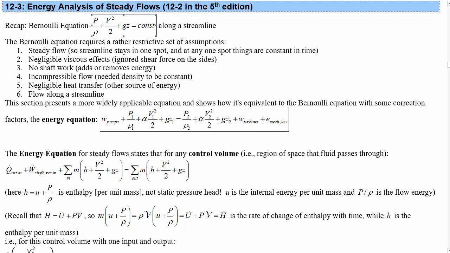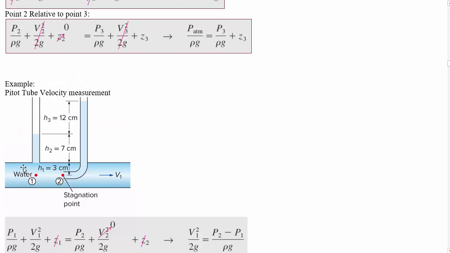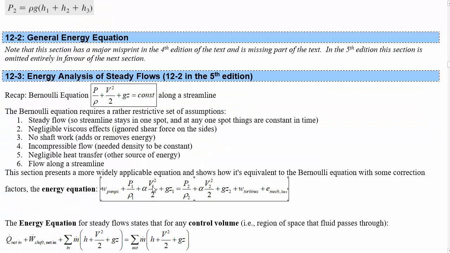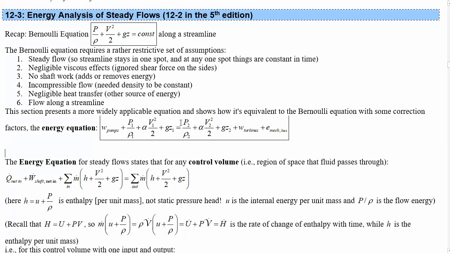The other difference is this alpha, and this accounts for the fact that the velocity at different points along the cross-section of a pipe can be different. So this allows us to use the average velocity as long as we put in a correction factor that depends on what the velocity profile is. So for laminar flow, it's around 2, and for turbulent flow, about 1.05. All right, let's derive this.